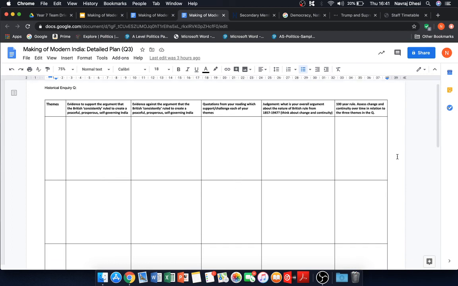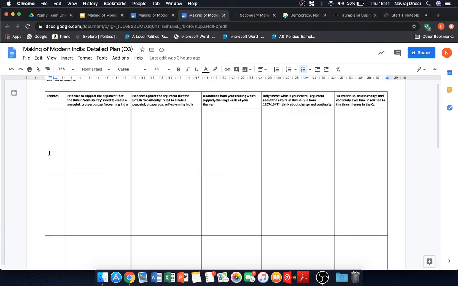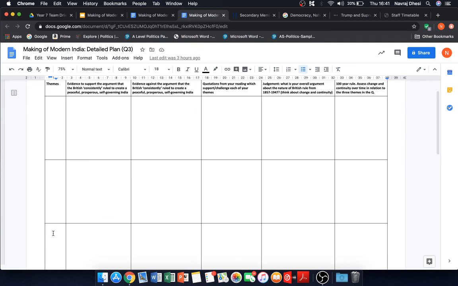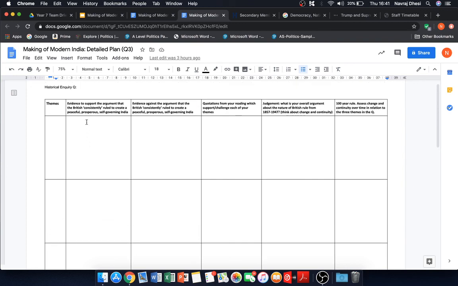Similarly, this is the detailed plan for question 3, the change and continuity question, whereby you'll place your themes of peacefulness, prosperity and self-governing here. And then you'll be looking at evidence to support the argument that the British consistently ruled to create a peaceful, prosperous, self-governing India. Evidence against the argument that the British consistently ruled to create a peaceful, prosperous, self-governing India.